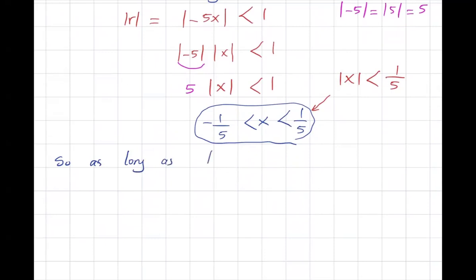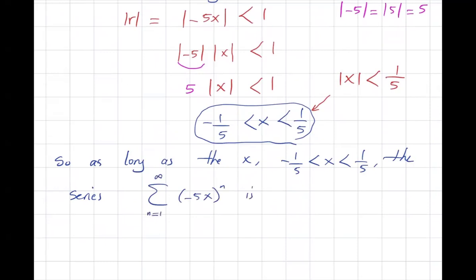So as long as x is bounded between -1/5 and 1/5, the series, the summation of (-5x) to the power n, starts from 1, goes to infinity, is convergent, approaching a divided by 1 minus r, or -5x divided by 1 minus our r, which is -5x, so you have a parenthesis, so it's equal to -5x divided by 1 plus 5x, which is a function.